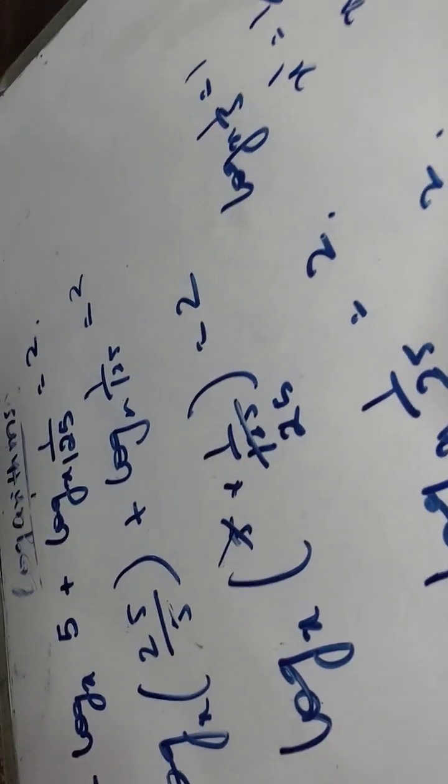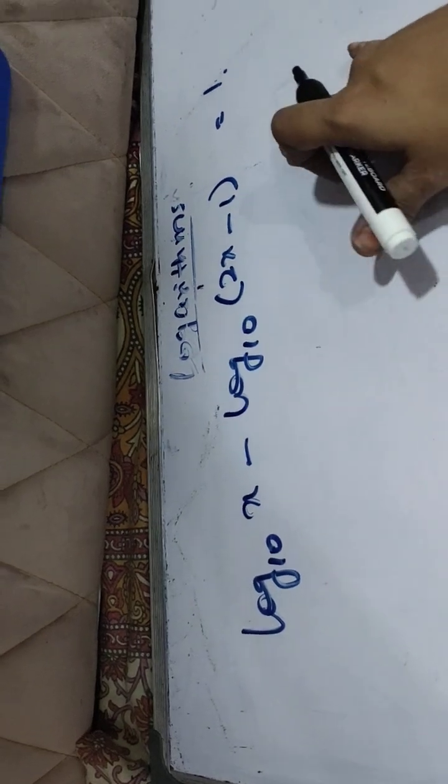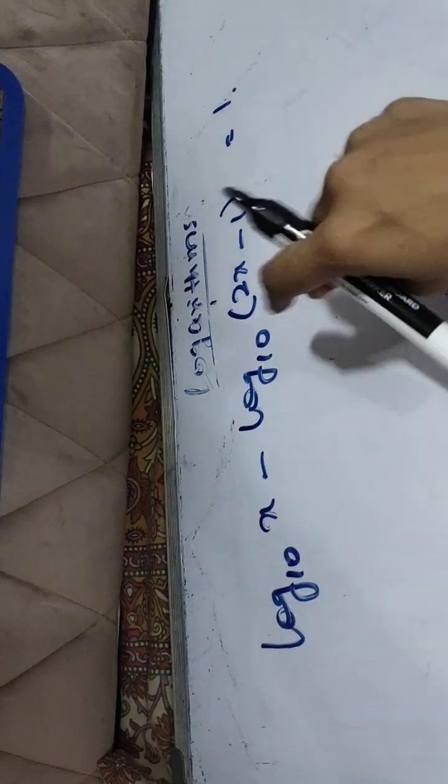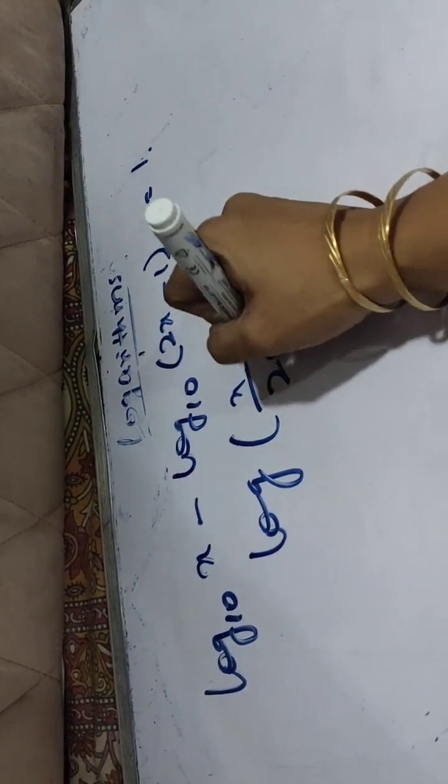Okay, this is one type. I will do one more as well. You have log 10x minus log 10, 2x minus 1 is equals to 1. So the base is same, no problem. Now these are being subtracted, so you will directly divide them, okay? So x by 2x minus 1.